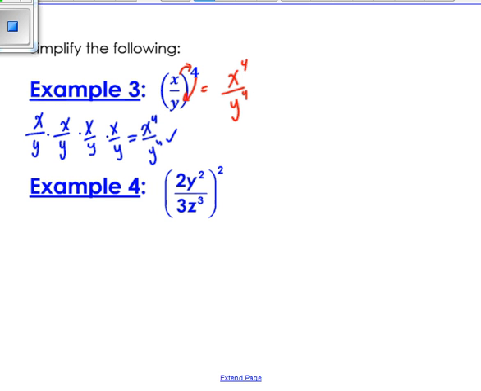Same thing here. Take everything in here to the 2nd power. So 2 to the 2nd power is 4. This we multiply our exponents. Remember, y squared to the squared is y to the 4th because you multiply those exponents. 3 to the 2nd power is 3 times 3, which is 9. Z to the 3rd power squared would be multiplying those exponents, and I would get z to the 6th. And if I could reduce this fraction or subtract my exponents because I had the same base, then I would, but I don't. So that's my final answer, and I am finished with division rules.